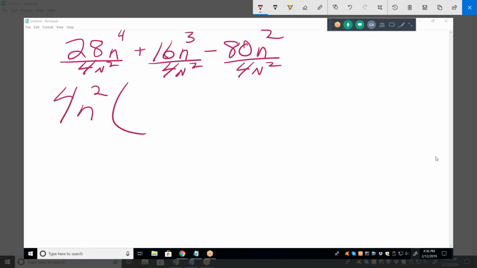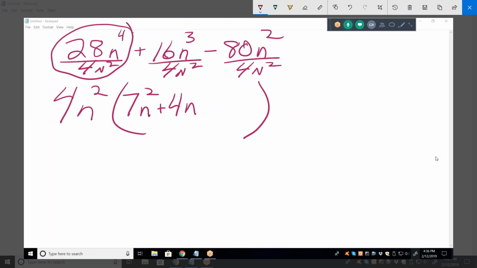Now, what's left over in these parentheses? That's the first term. What is that? That would be 7n squared. What's the middle one? And then it would be 4n. And then the last one? That would be 20. So notice that we went from a quartic to really what we're dealing with is a quadratic now.